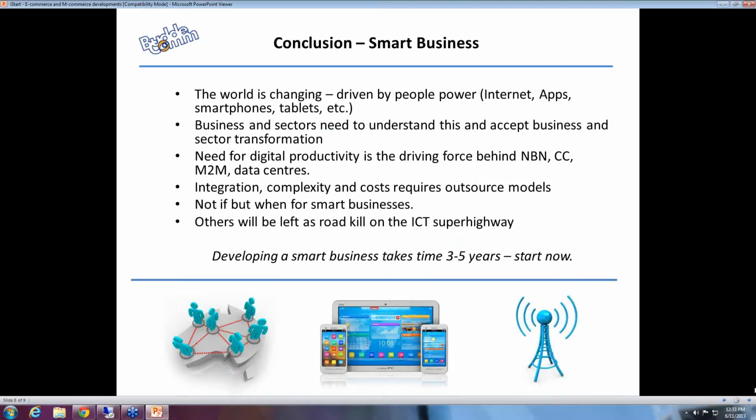Transformation, business transformation is essential. We've seen already too many casualties on the superhighway. We have to avoid that, and particularly you will have to avoid that in your business, so that you are not going to be a casualty there. So you really have to make sure that you transform.